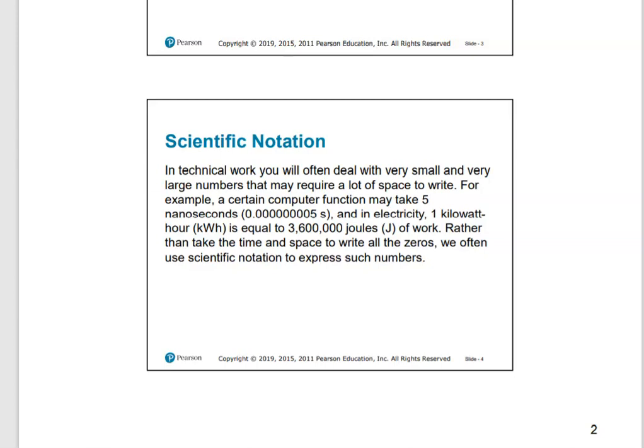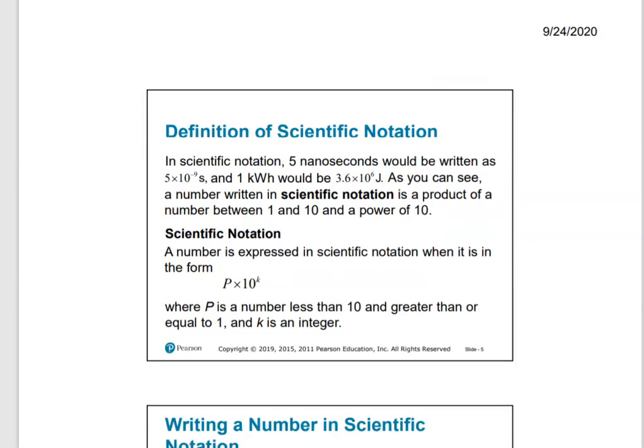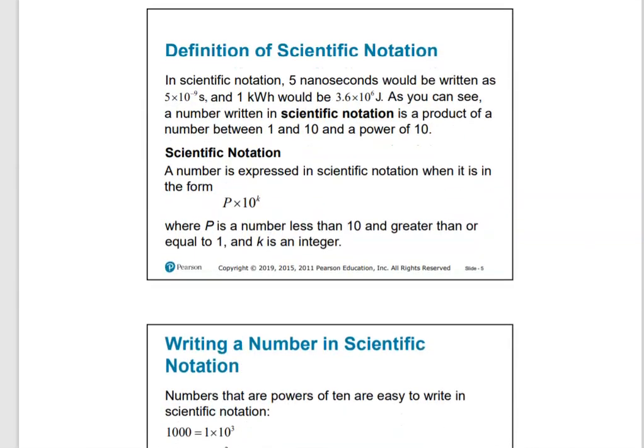Rather than take the time and space to write all those zeros, we often use scientific notation to express such numbers. In scientific notation, 5 nanoseconds would be written as 5 times 10 to the negative 9th power seconds, and 1 kilowatt hour would be 3.6 times 10 to the 6 joules.